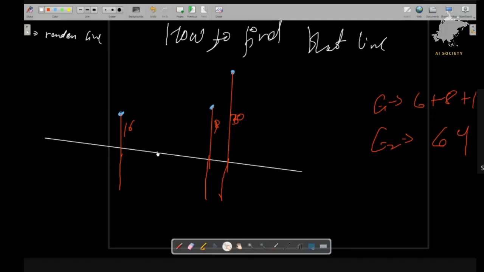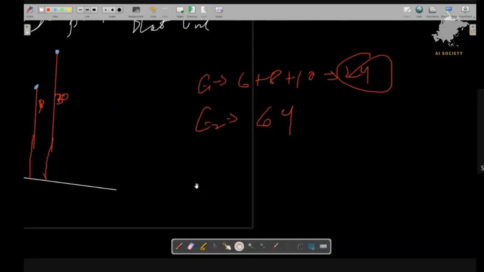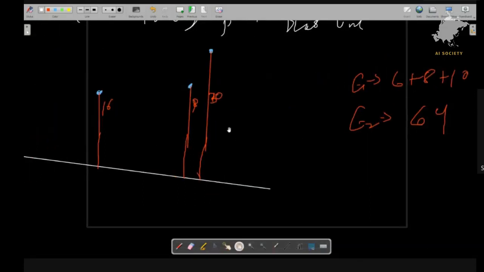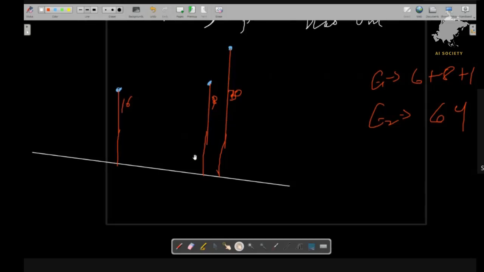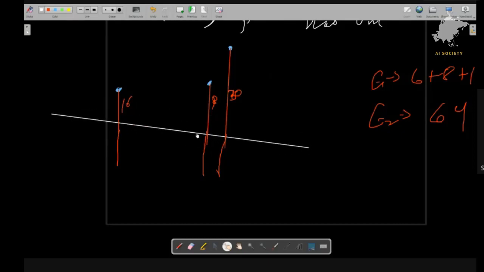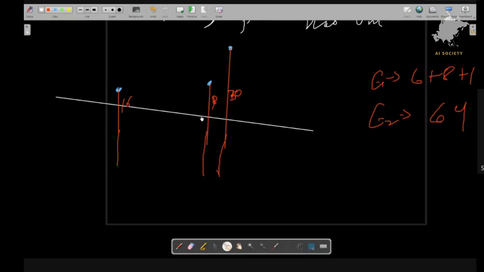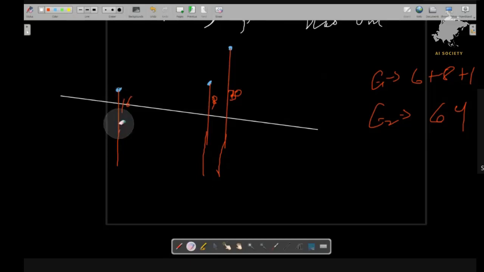So when the line moves here, we saw that the error is increasing. Here the error goes from 24 to 64. So when you move the line here, the error increased. Then the machine comes back and moves in the opposite direction. That means it understands that if I move in this direction, the error increases, so I have to move in the opposite direction. Once we move in the opposite direction, the error got reduced.